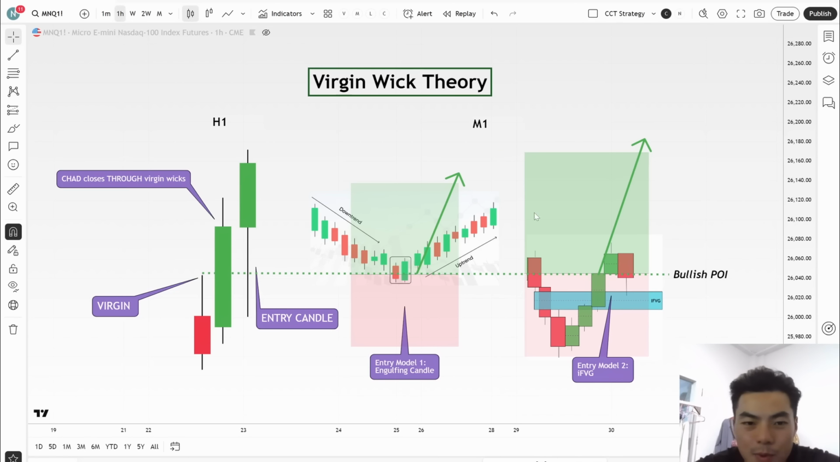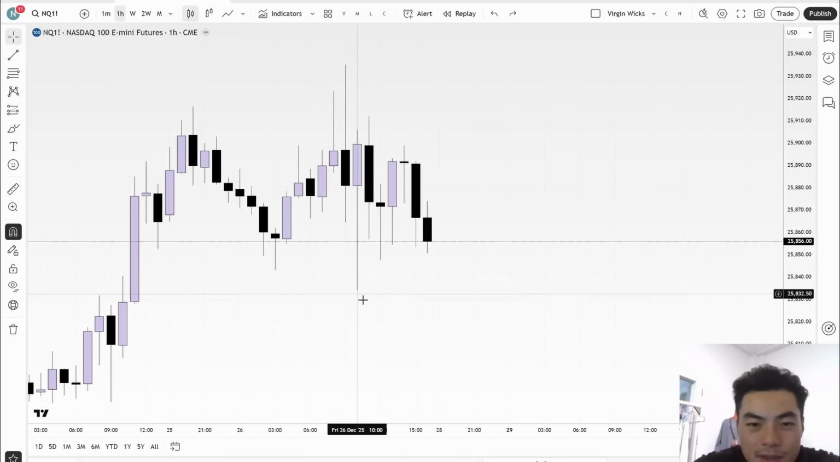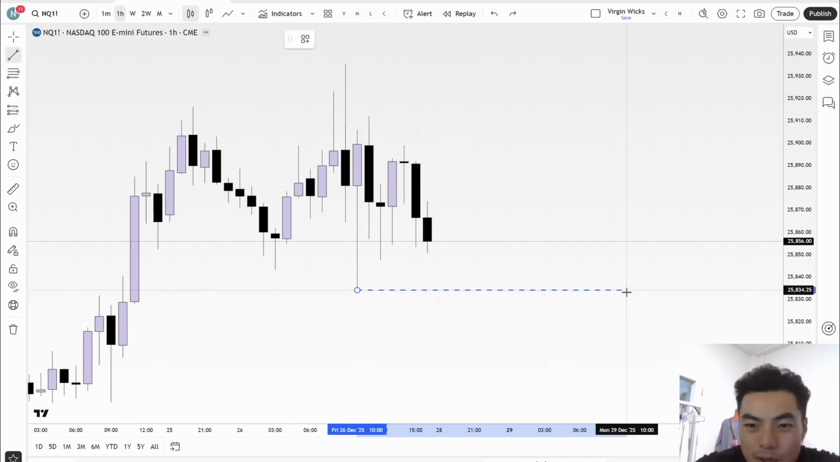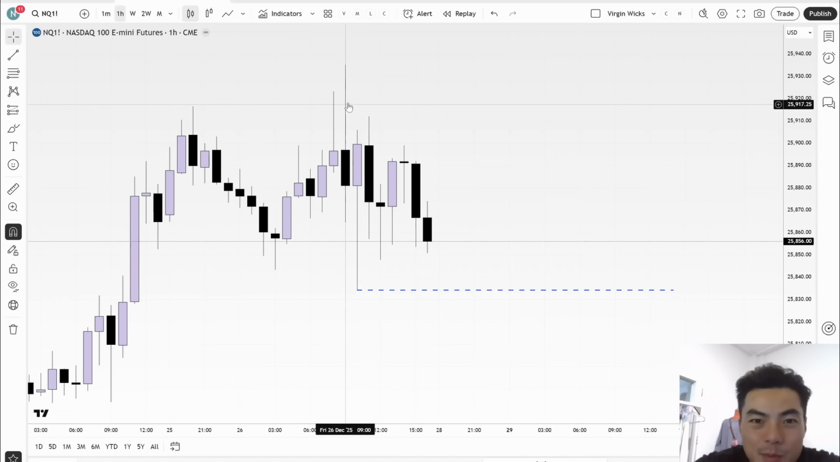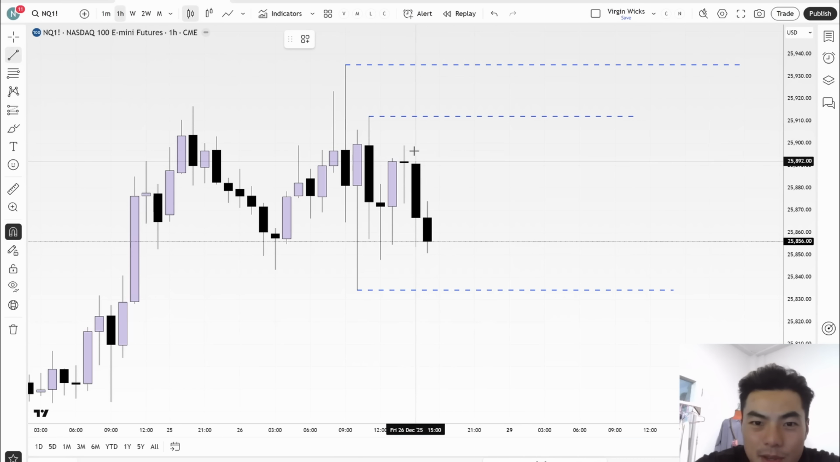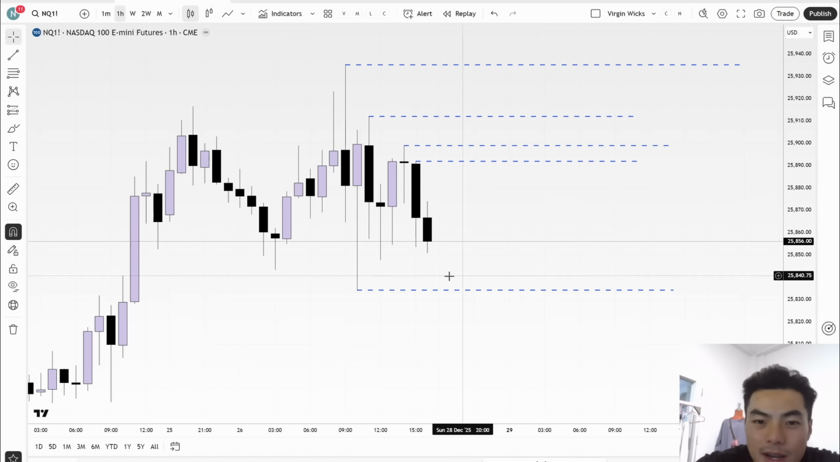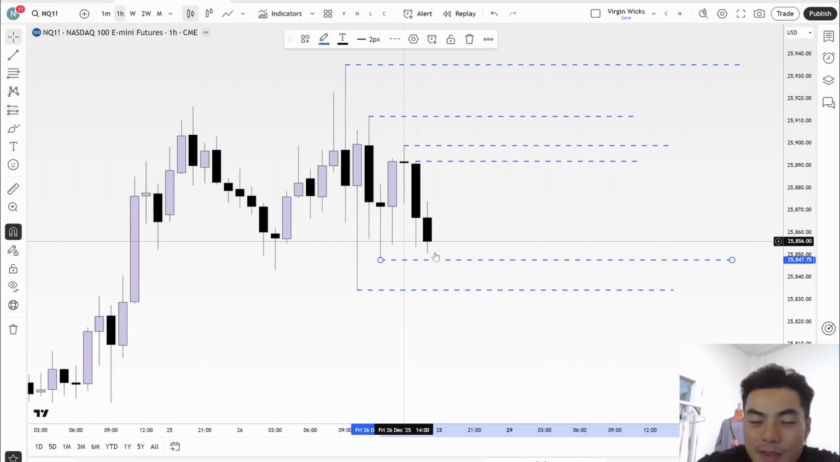All right, so a super quick 5-second summary of the Virgin Wick Theory strategy. It starts off with virgin wicks. A virgin wick is any wick that has not been touched before. If you look at any exposed wick and you draw a line to the right and it does not touch anything, that is a virgin wick. So that's a virgin wick, that's a virgin wick, that's a virgin wick. Any wick that has not been touched goes all the way right to open space.